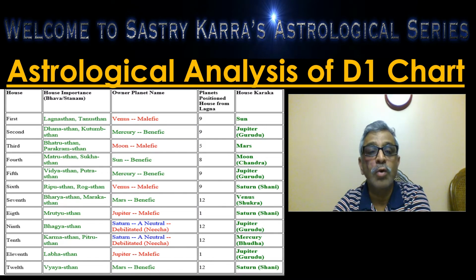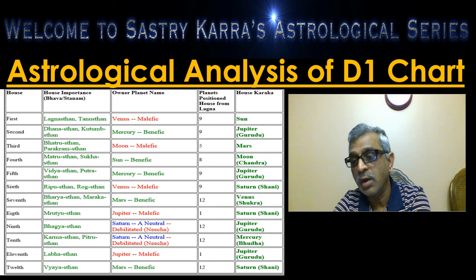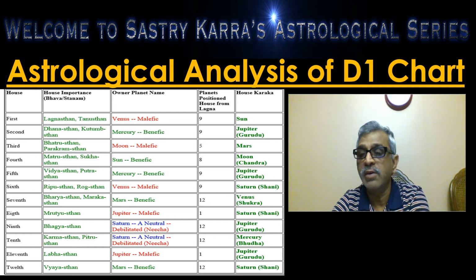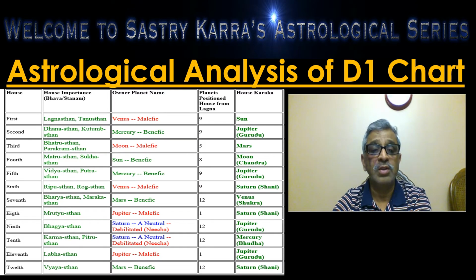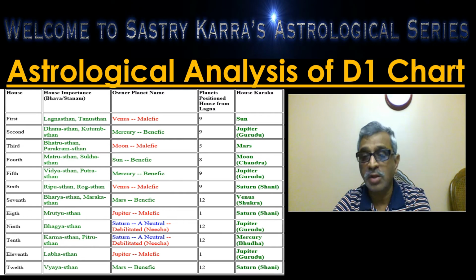So let's start with the first house. The first house is Lagna-Adhipathi or Tanusthanamu. The Lagna-Adhipathi is Venus. Venus is residing in the 9th house. And from the 9th house, if you look at it, 9th, 10th, 11th, 12th, 1st, 2nd, 3rd, it has a direct aspect on the 3rd house.